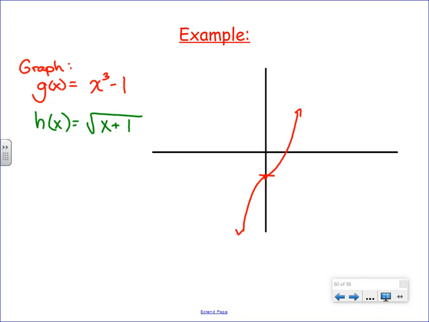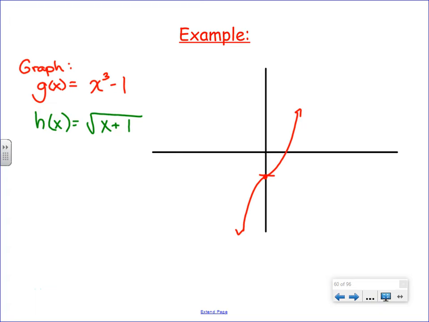Describe the transformation of the green one. Vertical translation? Not vertical, it's under the square root. You see it? Who's the parent function? Root x. And where's the plus 1? Inside. If it was outside, that would be vertical. Since it's inside, it's horizontal. And since it's horizontal, we're moving to the left, right?